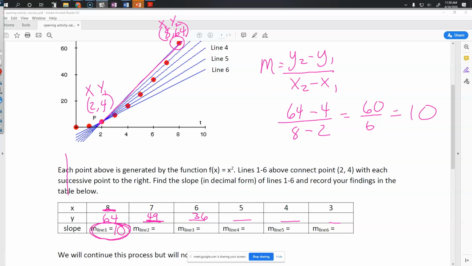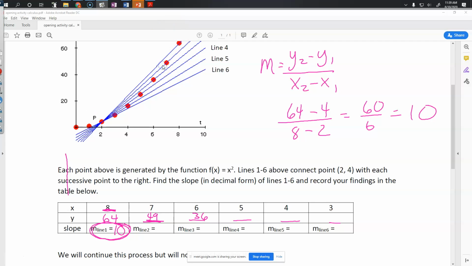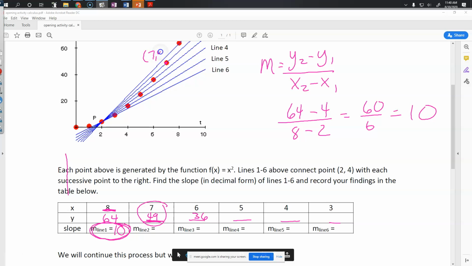All the other lines that you see up here are also going to be going through that point at the bottom. So let's move on to the next one. The next one that we have in our table is the point 7, 49, right? And that was this dot right here, 7, 49. And it's still connecting to that point down here, which is 2, 4. All of the ones that we're working are always going to connect to 2, 4. So 2, 4 is always going to be our x1, y1, but our x2, y2 will be changing. So go ahead and see if you can calculate your slope there.